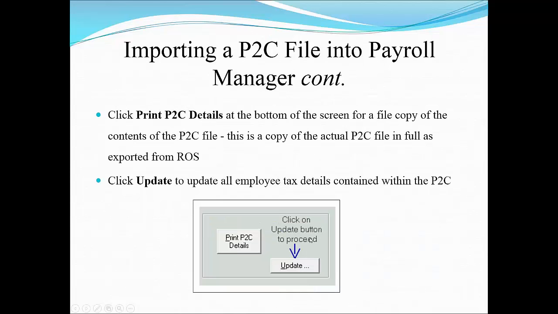Once you've selected your file, we do recommend just printing a copy of what you're seeing on the screen, because this is actually a copy of the P2C file in full as you have exported from ROS. So it's a good idea just to print this and keep it with your records, just to refer back to if need be. Once you've printed the P2C details, then simply click Update to complete the importing of the P2C file.